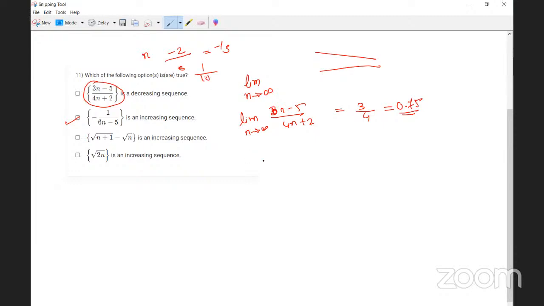So I'm getting 1 by 3, and I'm getting 1 by 10 for n equals to 2. For n equals to 3, I'm getting 9 minus 5, that is 4, over 12 plus 2, it is 14, right? So this is 0.1, this is 0.3, and this is increasing, right? This sequence is increasing, right? It will converge to 0.5. The sequence is not decreasing, right? That's it.